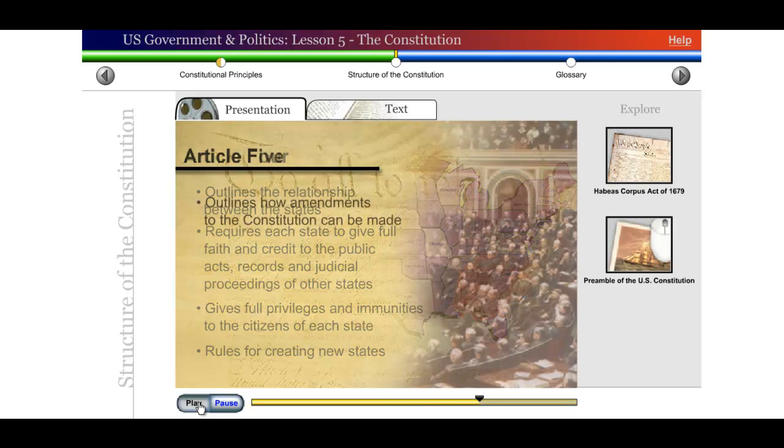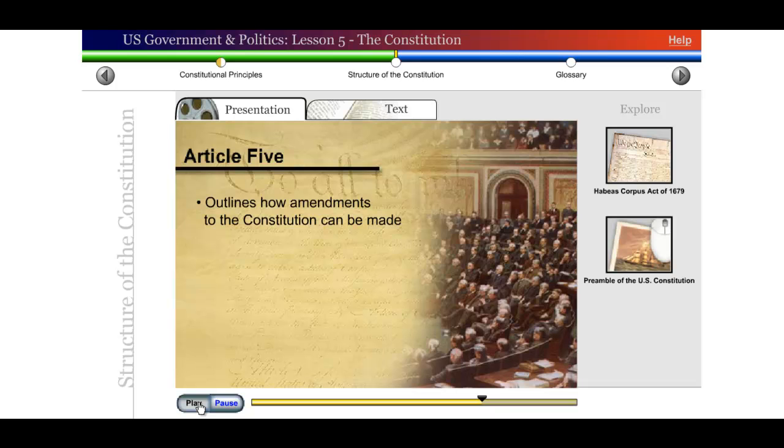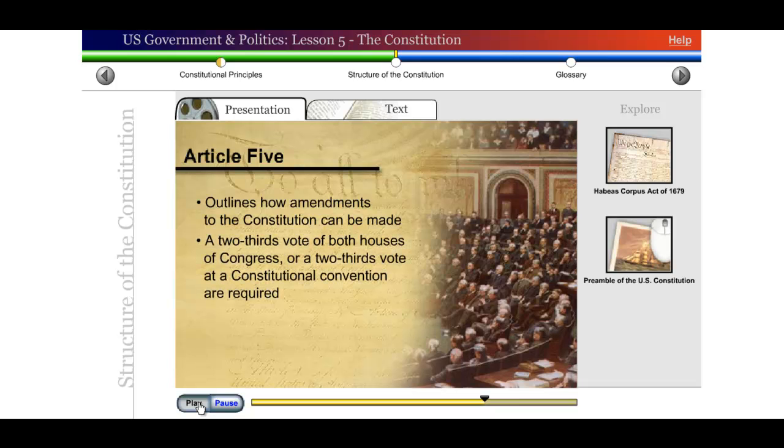The 5th article outlines how amendments to the Constitution can be made, stating that a 2/3 vote of both houses of Congress or a 2/3 vote at a constitutional convention are required. Since 1787, the Constitution has been amended 27 times.